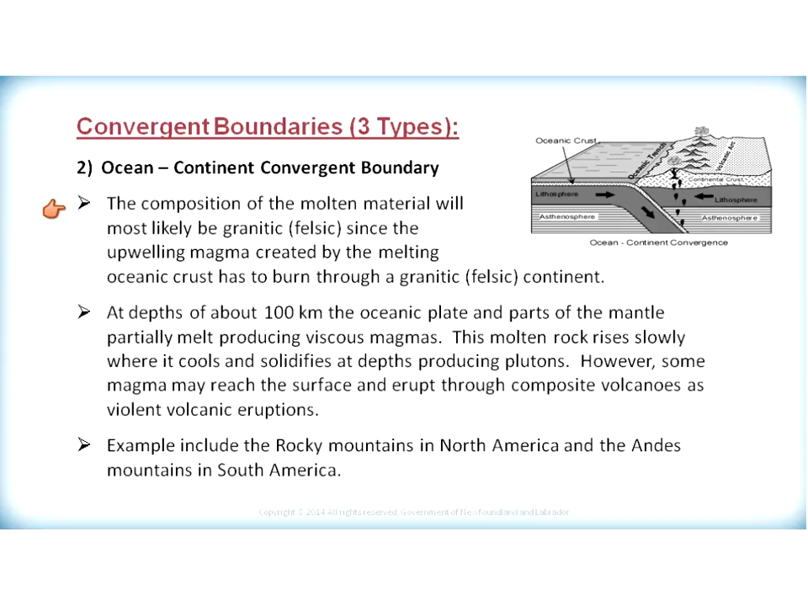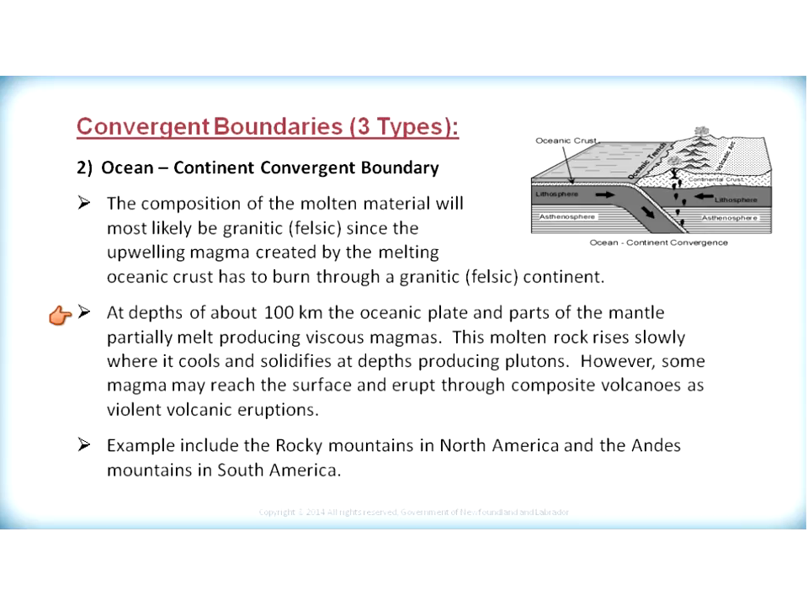The composition of the molten material at an ocean-continental convergent boundary is most likely to be granitic, since the upwelling magma created by the melting ocean crust has to burn through granitic rock that's located within the continent. At depths of about 100 kilometers, the ocean plate and parts of the mantle partially melt, producing viscous magmas. This molten rock rises where it cools and solidifies at depths, producing plutons.